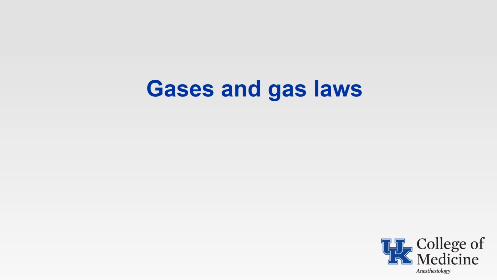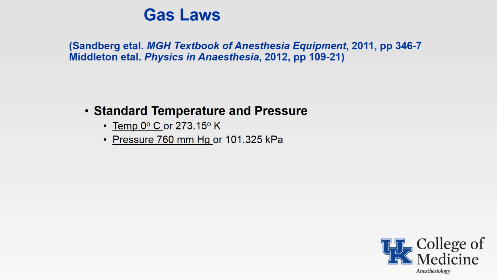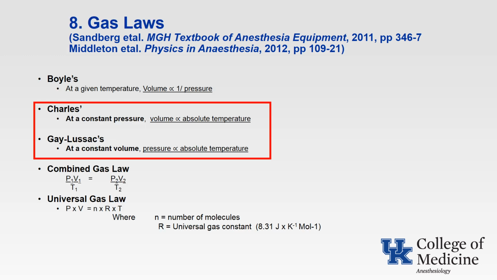Let's move on to some other topics. First, the gas laws. I strongly recommend this chapter in the MGH textbook. Remember, standard temperature and pressure is a temperature of 0 degrees and a pressure of 760 millimeters of mercury. On this slide, I've summarized some of the gas laws.